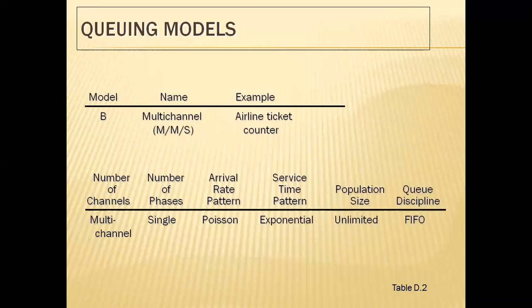Coming to model B, the multiple channel system, take the example of an airline ticket counter. A number of channels are required. In airline ticket purchasing, we have n number of flight services existing for us.